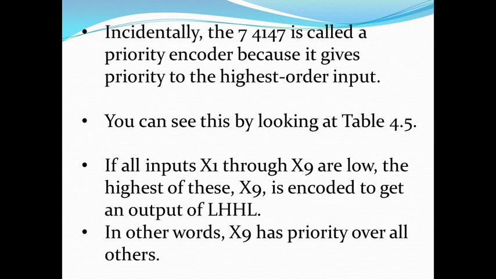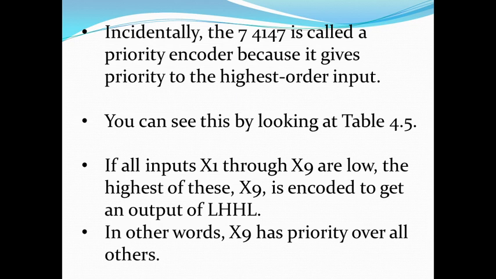Incidentally, the 7445 is called a priority encoder because it gives priority to the highest order input. Priority encoder means if more than one input is activated, then it gives priority. What will be the output? There is a confusion. If you consider that X1 to X9 are all activated, all are low, what will be the output?